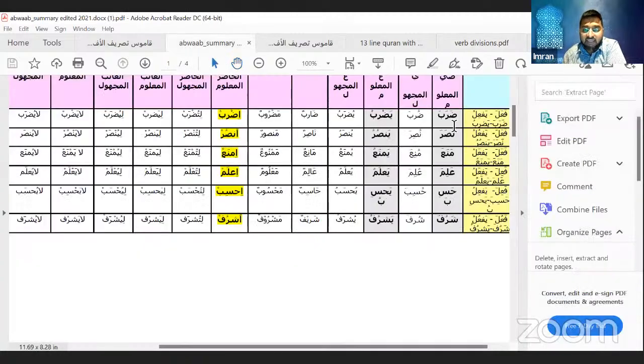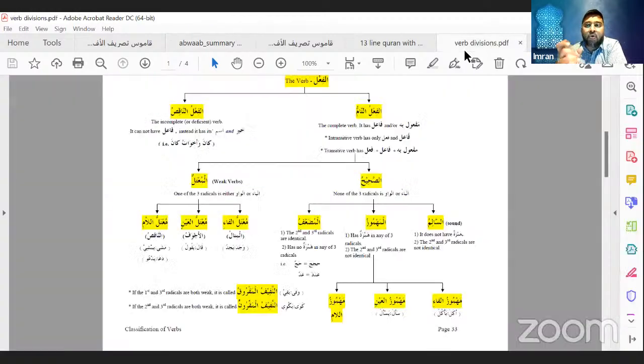So over here, there are 6 patterns for a verb which does not contain a hamza, a weak letter, or a shadda. That type of verb will have 6 patterns. The rest of the verbs will have less than 6 patterns. It's only the pure verbs, the sahih.